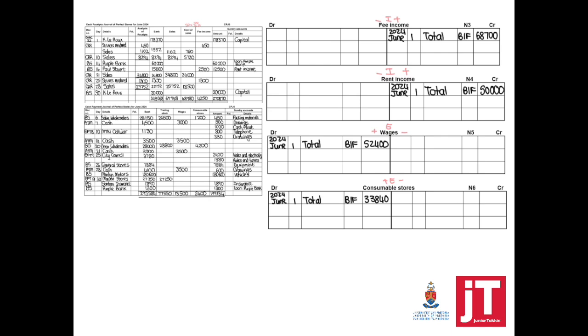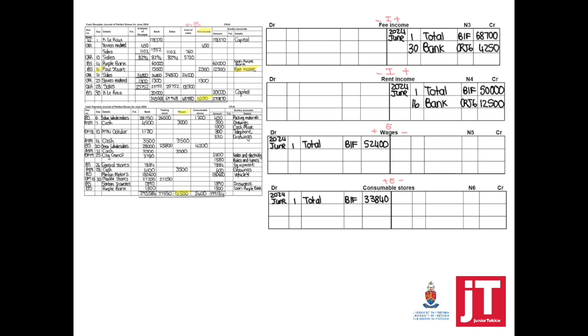Posting from the journals, we're starting with the cash receipts journal, fee income. At the end of the month, our income is going to increase. The contra account is bank. Rent income, on day 16, the business received the rent, 12,500.